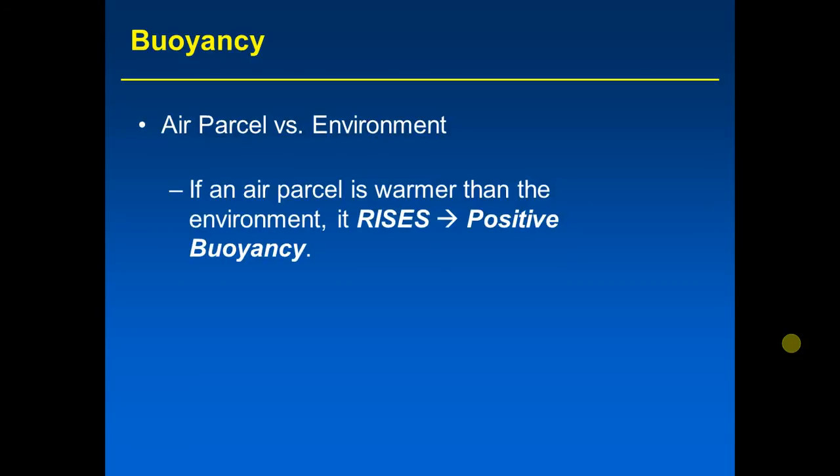If an air parcel at a certain altitude in the atmosphere, whether it be at the surface, whether it be at the cruising altitude of 38, 39,000 feet, depending on your airline, okay, and the weather, if the air parcel is warmer than the environment, it's less dense, therefore it rises. We say it has positive buoyancy. Makes sense? Okay.